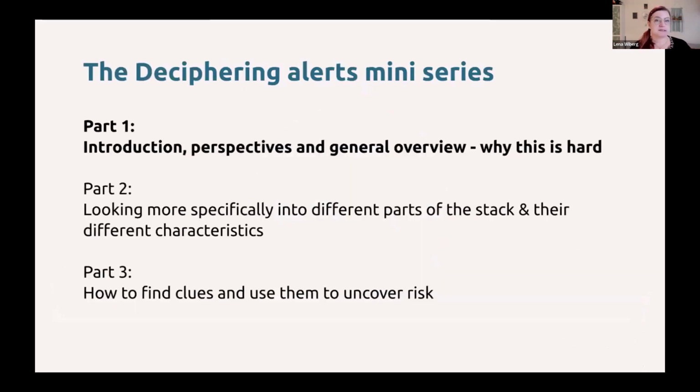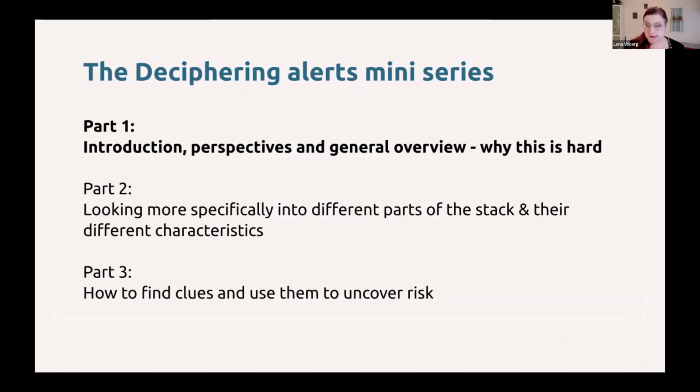So this mini-series will be 3 parts. We will look into things like how do different parts of the tech stack deal with validations? How could we as testers guess where the error originated from? How can we use that to do better testing?